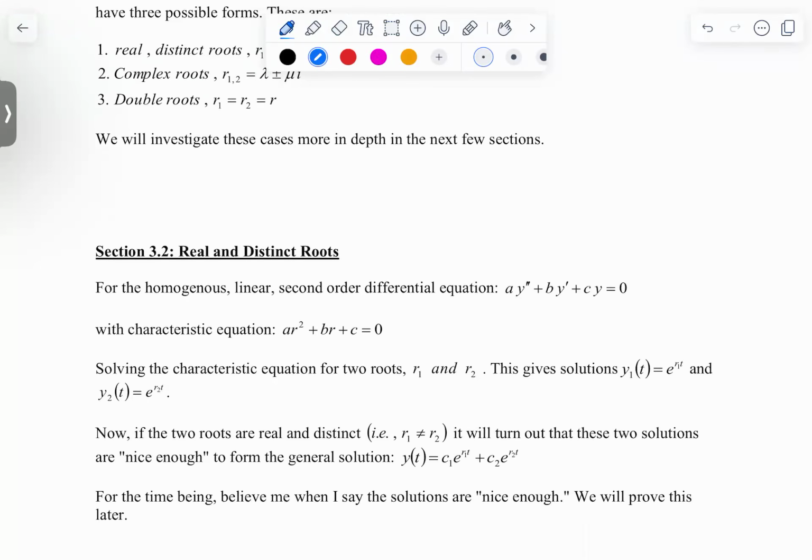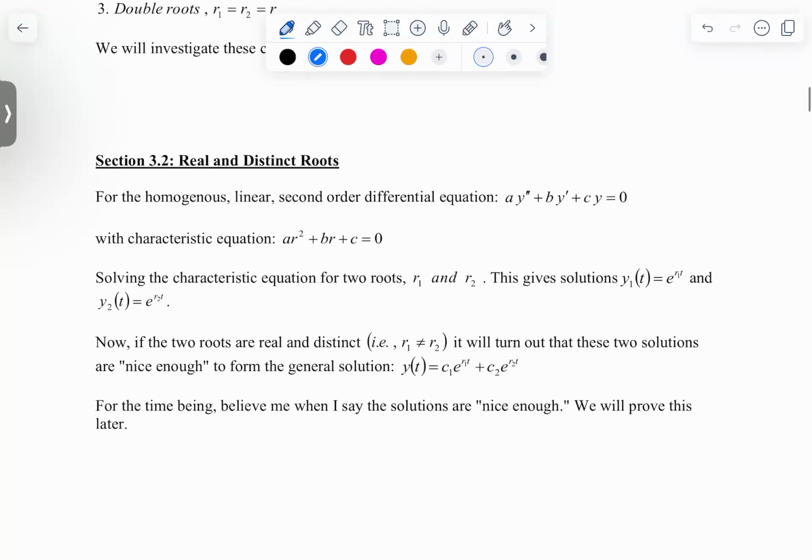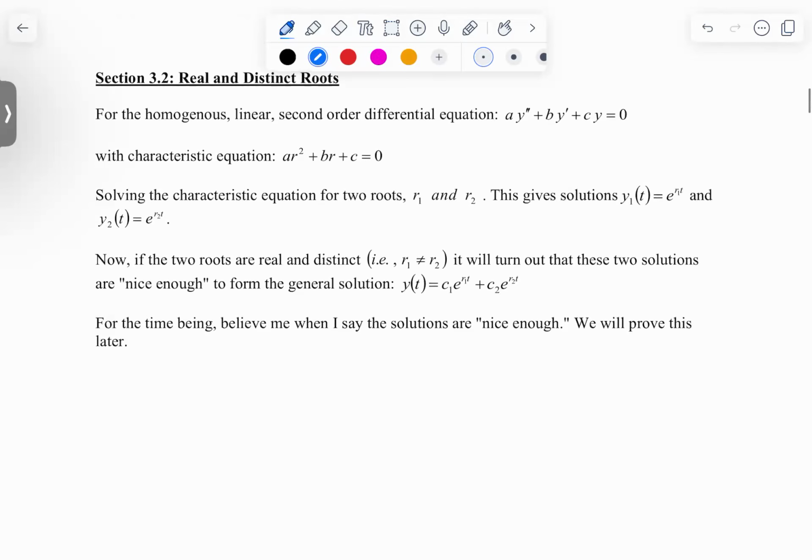Okay, so real distinct. All right, this is the case we just looked at. We have two different r values, okay? And for now, just trust me that these are nice enough solutions. It's called something important, but we're just going to call these nice solutions for now. We're going to prove that a little later. But all of this boils down to solving the characteristic equation. We're going to be looking at linear homogeneous second order differential equations for basically the entirety of this chapter.